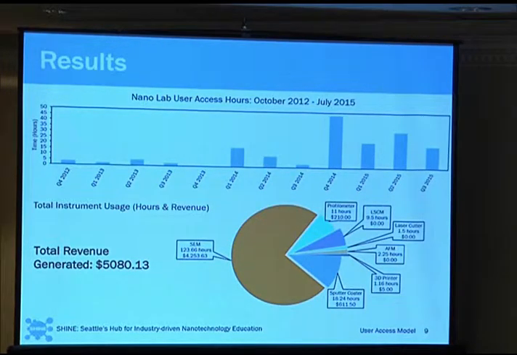And then we also have, like I said, student projects that have used a laser scanning confocal microscope, AFM, a laser cutter, and a 3D printer, but we don't charge for that. So those are things that have taken up hours in our user model.